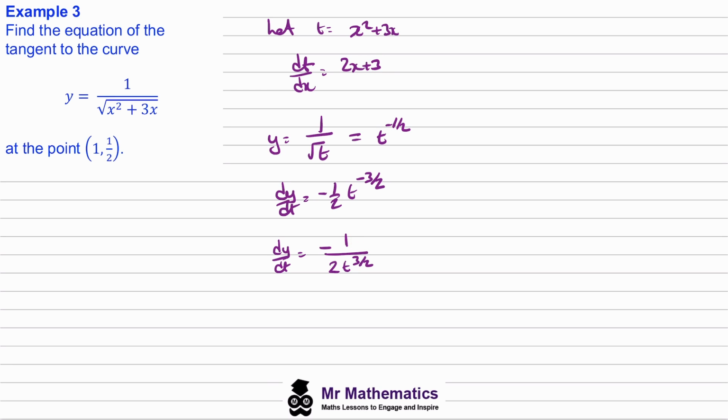So that would be our numerator. So dy by dx will be negative 1 over 2 lots of t, x squared plus the 3x to the power of 3 over 2. And this is multiplied by the dt by dx term. So we can tidy this up. dy by dx will be negative 2x plus the 3 over that denominator.